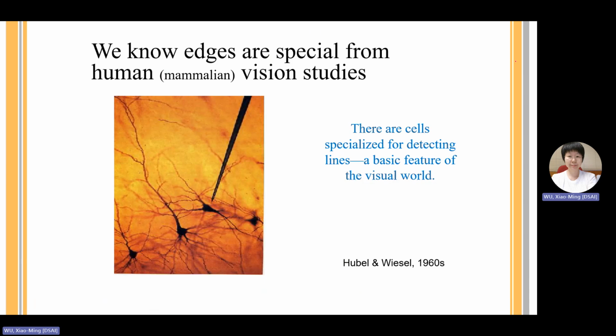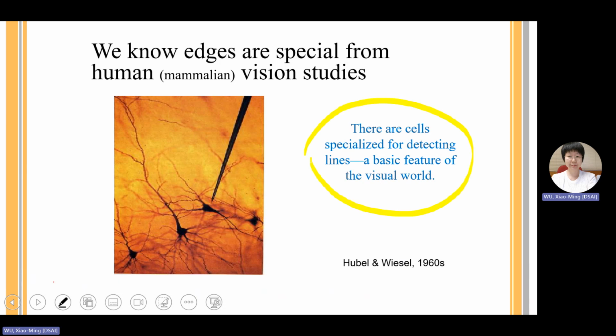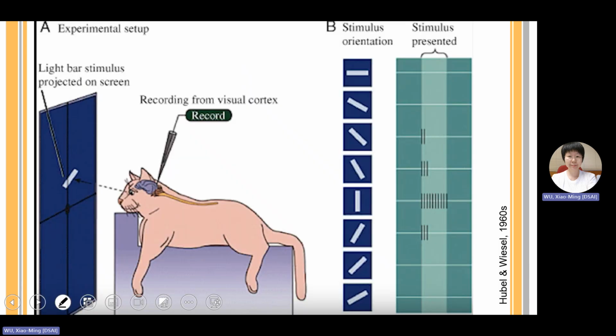The research, so, the discovery that they are cells specialized in the cat's brain, or in the brain of mammals. Their cells specialized for detecting lines. And this won them, this is the cat's brain. Okay, so it responds significantly, fiercely to the line.